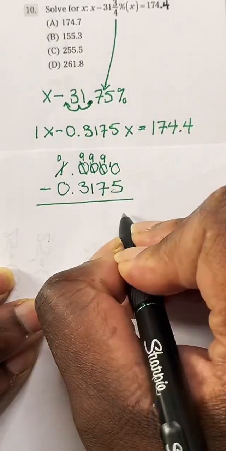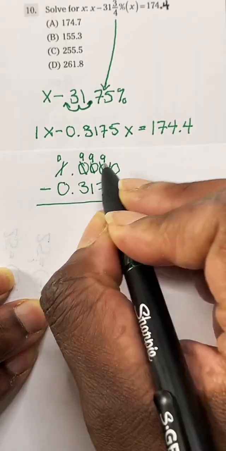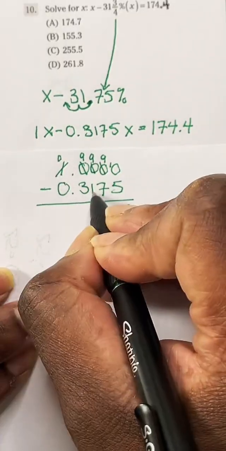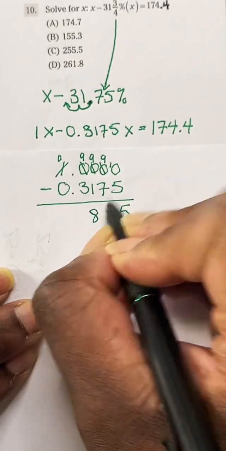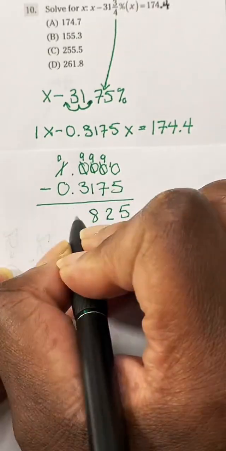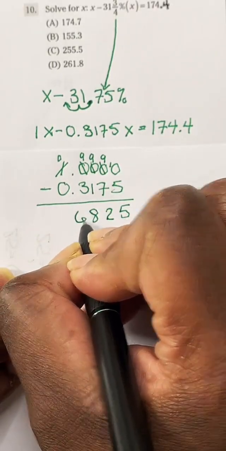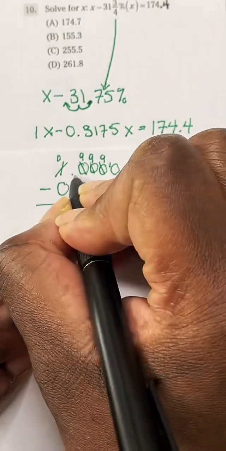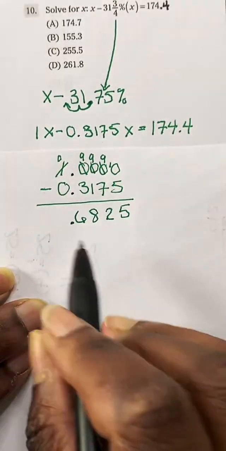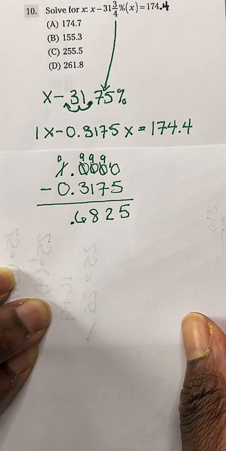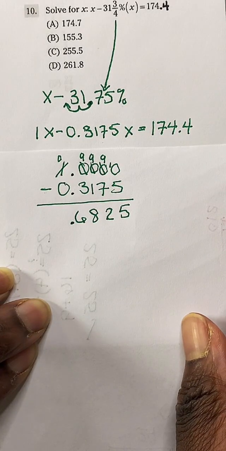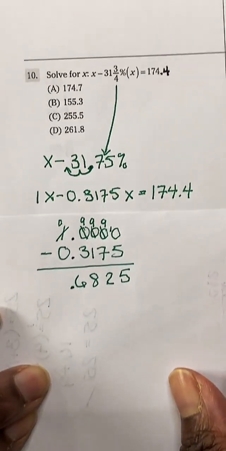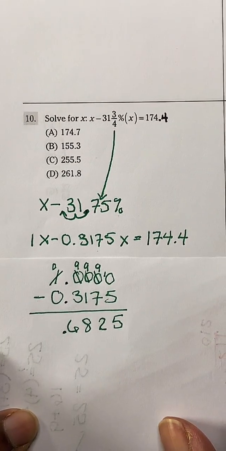So 10 minus 5 gives me 5. 9 minus 7 gives me 2. 9 minus 1 gives me 8. And 9 minus 3, that gives me 6. And I bring down the decimal point. Because when you're adding and subtracting decimals, they have to line up. All right. So there's a lot of movement with this problem.